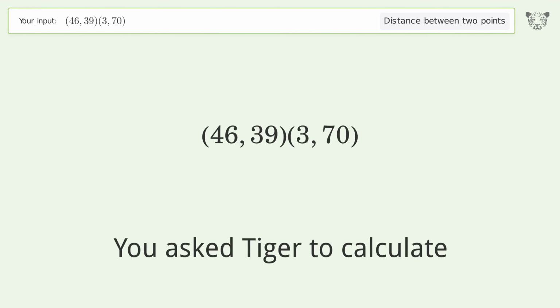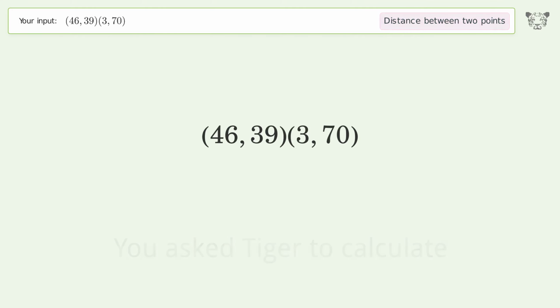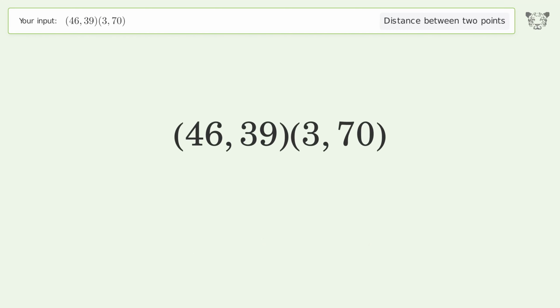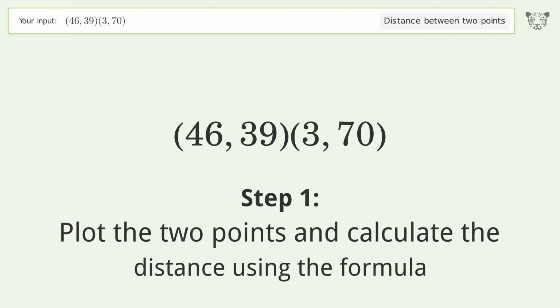You ask Tiger to calculate. This deals with the distance between 2 points. The distance between the 2 points is the square root of 2,810 or 53.009. Let's solve it step by step. Plot the 2 points and calculate the distance using the formula.